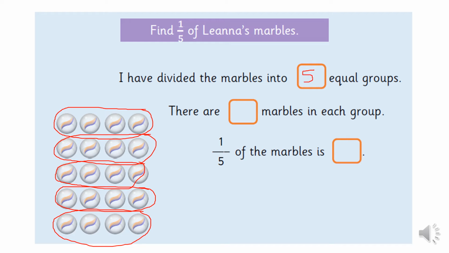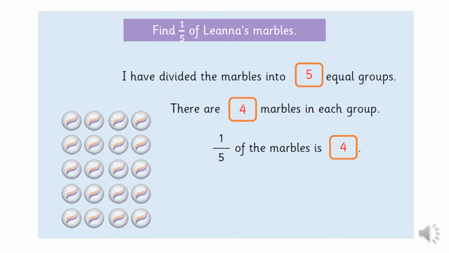When we look at each of the groups, we can see there are 4 marbles in each group. Therefore, a fifth of the marbles is worth 4. Again, a quick double check of the answers. Brilliant.